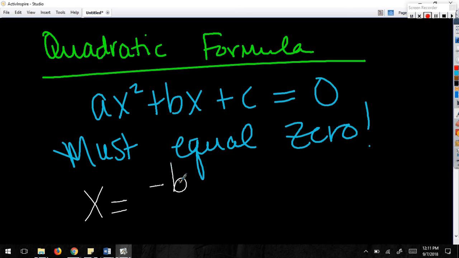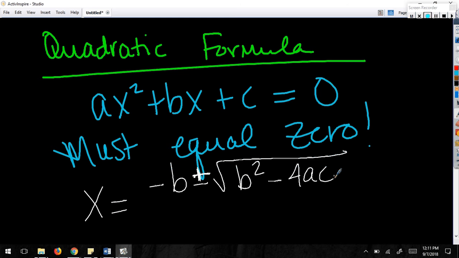Opposite B. Now, notice I put a negative sign in front, but I said opposite. That's because if it's already negative, it becomes positive. If it's positive, it becomes negative. Opposite B. Plus or minus, here's where I'm getting my two answers. Plus or minus the square root of B squared minus 4AC. And everything, not just the radical, but everything goes over 2 times A.